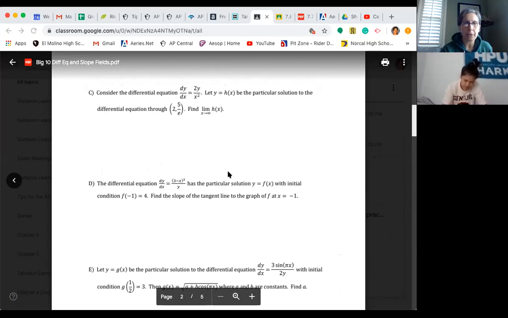The limit. Okay. So because it does want the limit of h of x, we will need to find h of x. So we are going to need to separate the variables and solve the differential equation. So this is C, right?